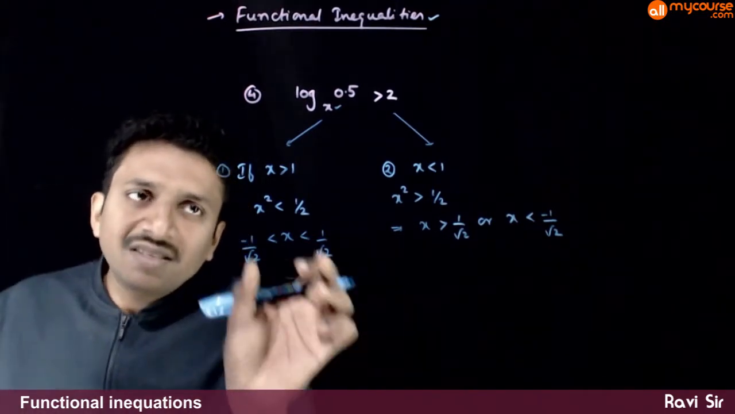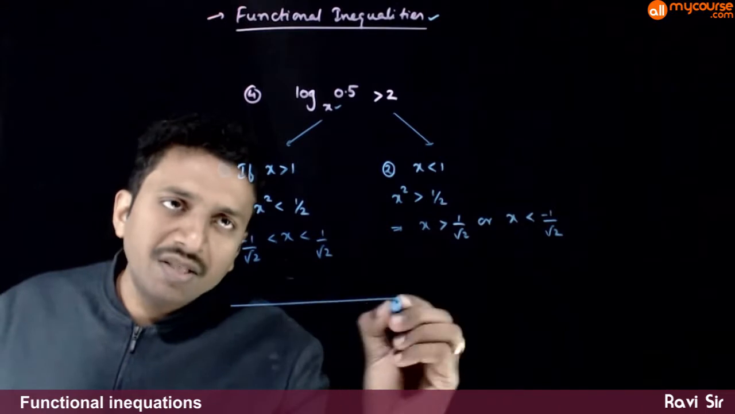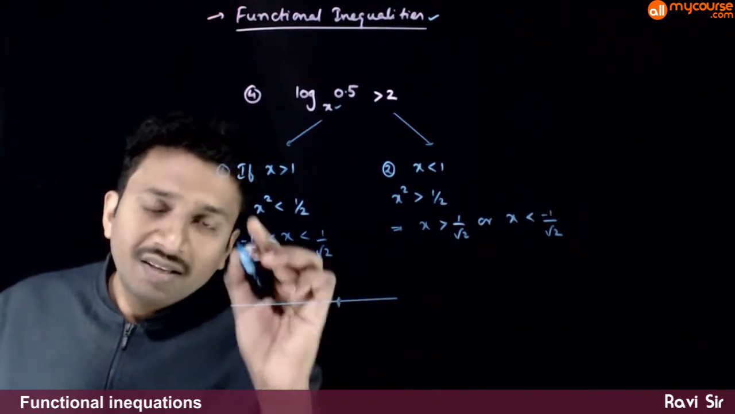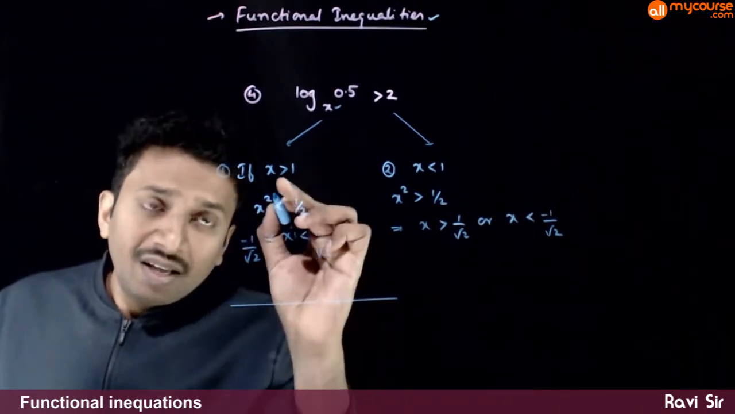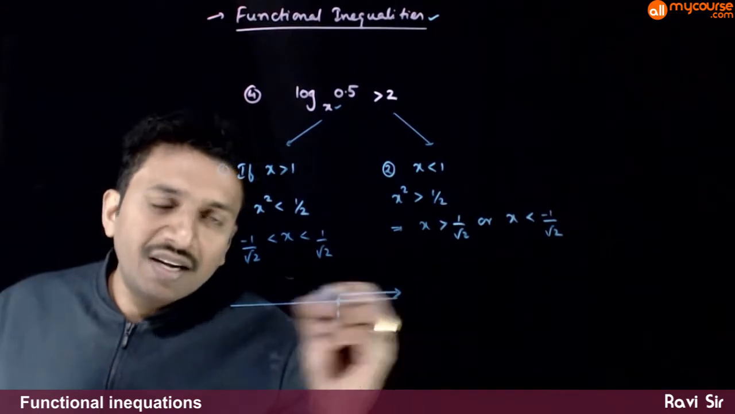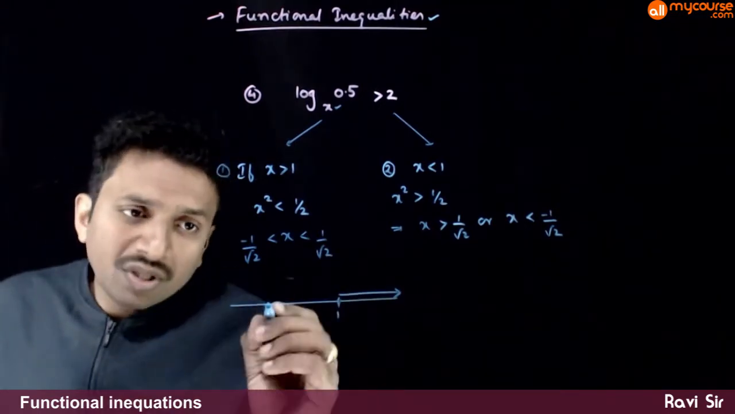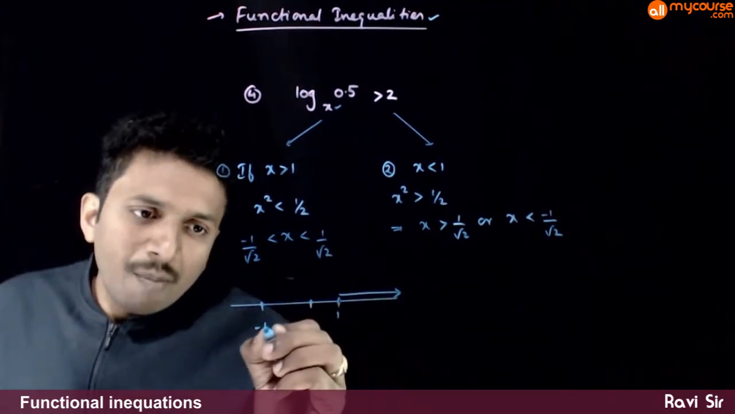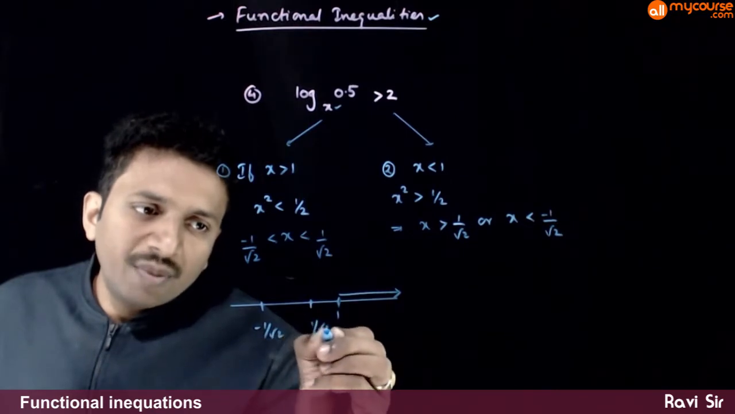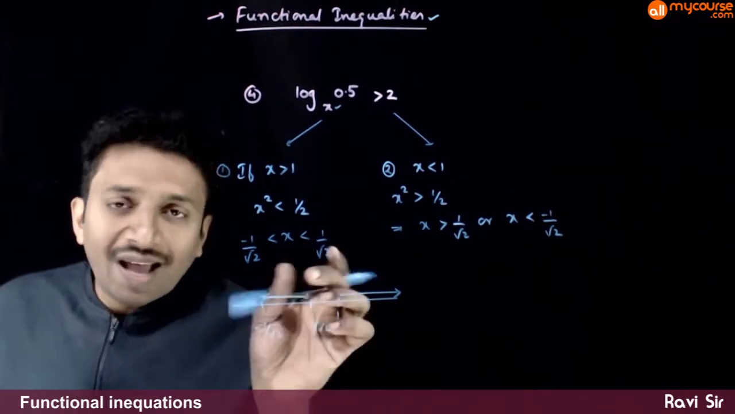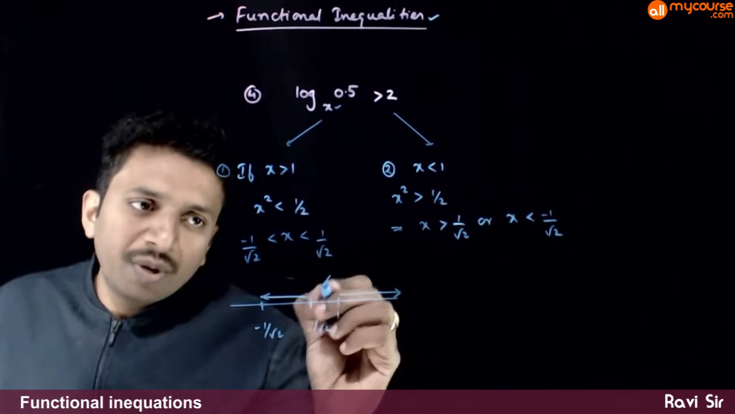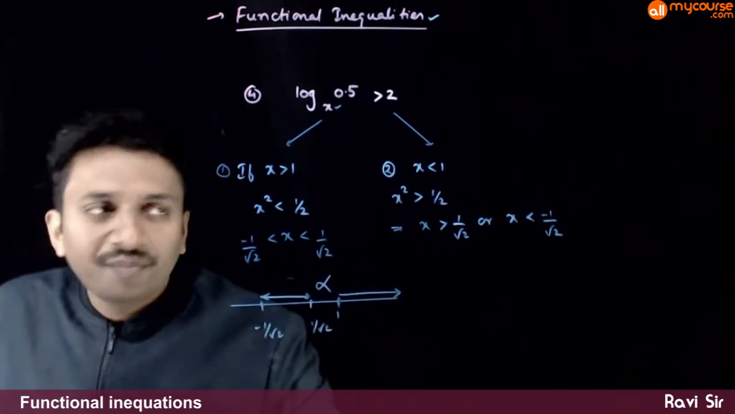So in the first case, there is no solution, as you can see, because I have solved the first inequation in the case when x is greater than 1. But I got the roots as minus 1 by root 2 to plus 1 by root 2. So my x has to lie between this. There is no common interval. That means there is no solution here.